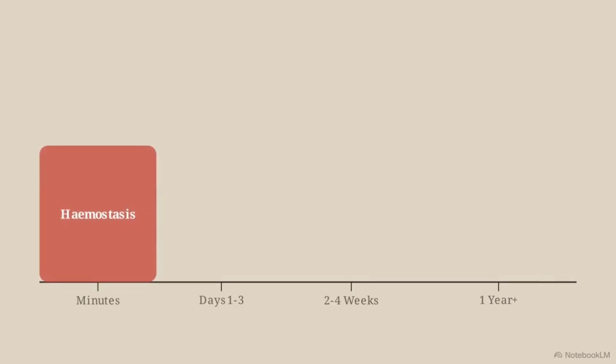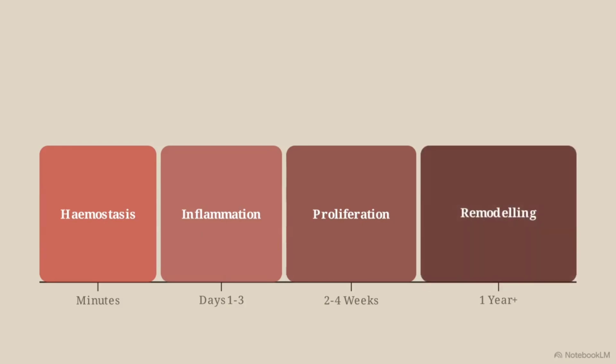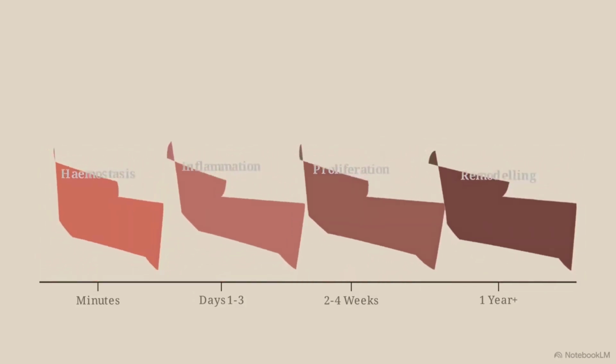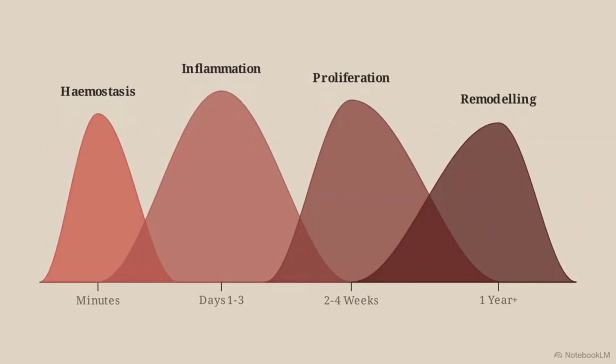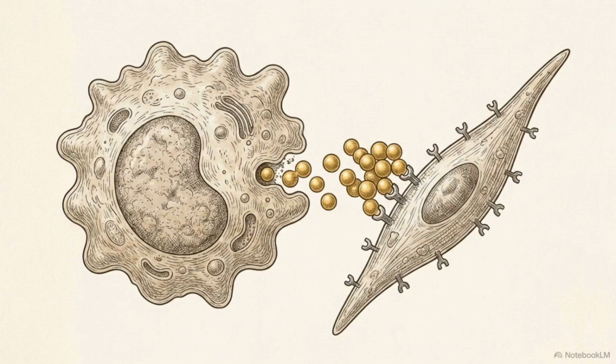Classically, the repair process has been described across 4 distinct stages: hemostasis, inflammation, proliferation, and remodeling. Historically, medical education presented these stages as isolated, sequential steps, a checklist where one phase finishes completely before the next begins. But in physiological reality, wound healing is a continuously overlapping biological continuum.